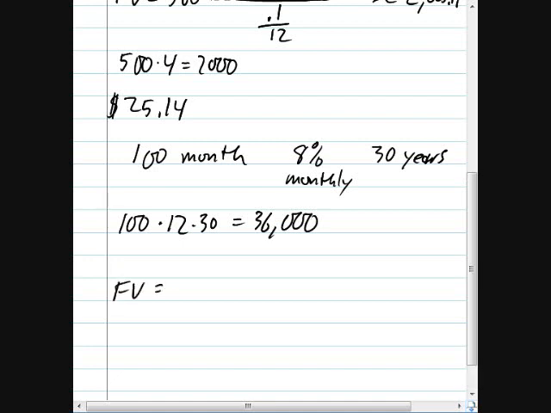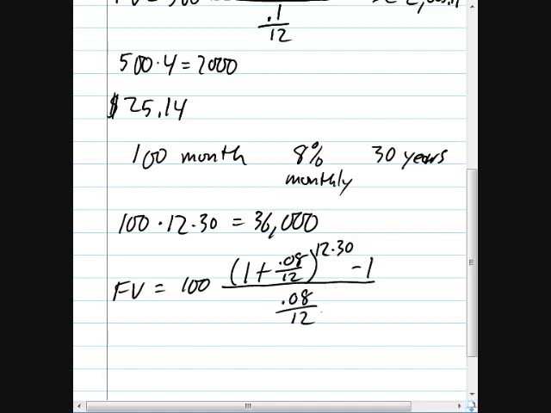The future value of this account can be found by working this formula out. 100 times 1 plus r over m raised to the m times t minus 1 all over r over m. And if you work this out on your calculator, you'll find that it's worth approximately, rounding to the nearest penny, $149,035.94. Now that's quite a bit of a difference.